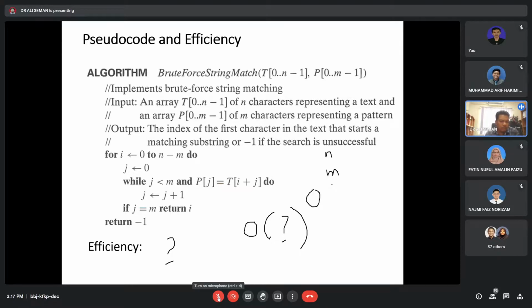So this can be concluded as M. Not N, because the second loop is actually M, not N. If it is M, then it becomes N squared. This is less than N squared. So this N times M, we can conclude that this is still an element of O of N squared. Correct? Is it correct?